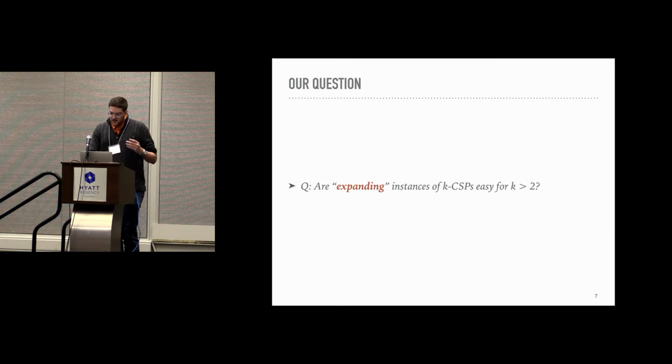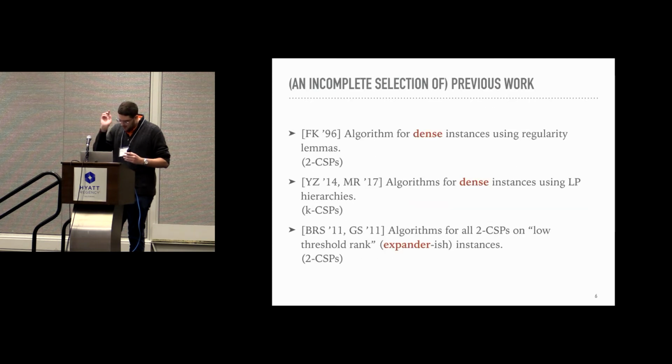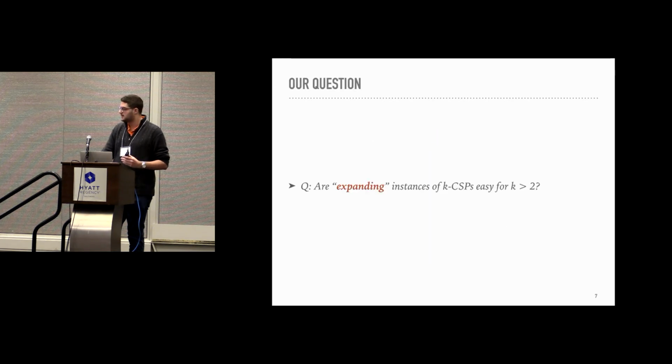So the question we ask is this. Okay, so we've seen that for dense instances, it's easy for 2-CSPs, it's easy for k-CSPs. Okay, what about expanding instances? Are they easy for k larger than 2? And we give an affirmative answer to this question when the expansion is strong enough.